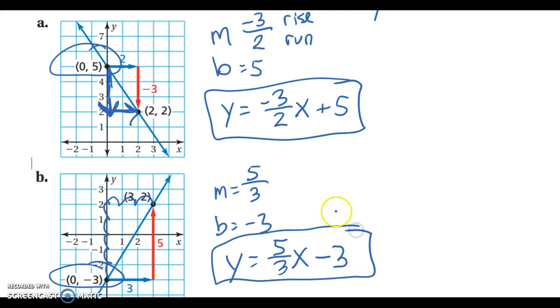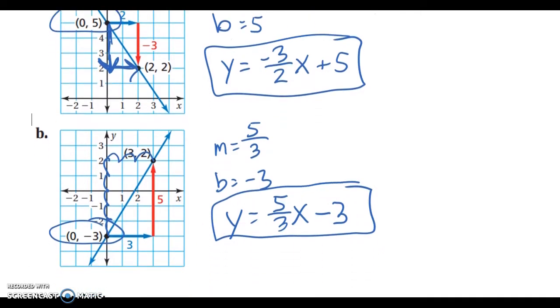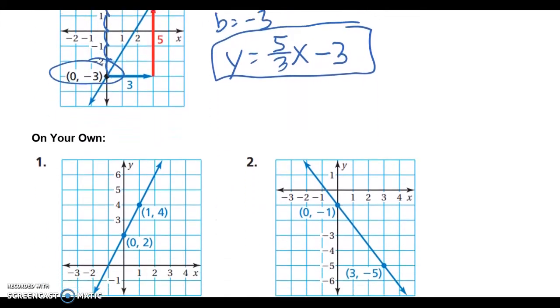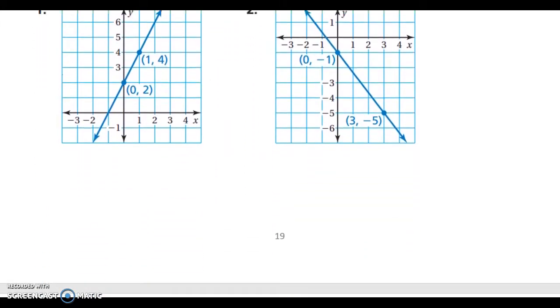So go ahead and complete both of the on your owns down here. And flip it to the next page when you're ready to go.